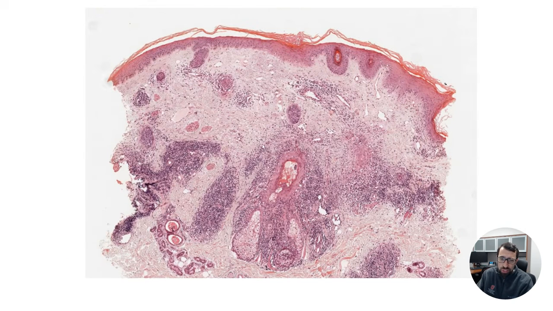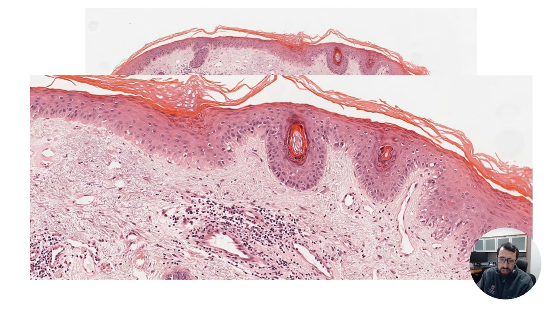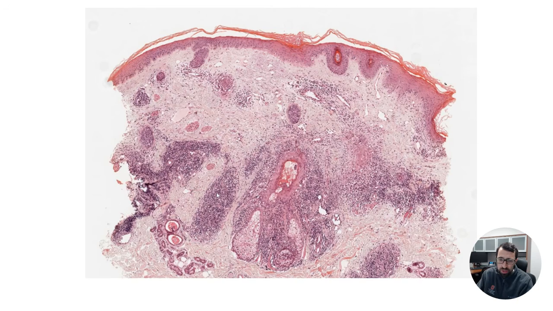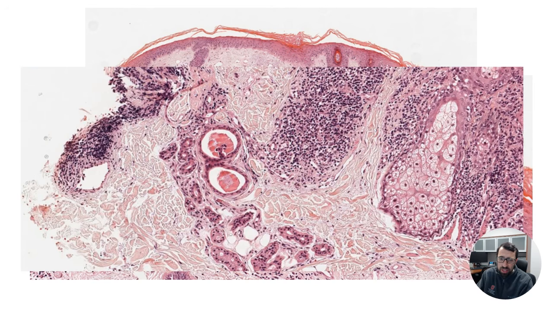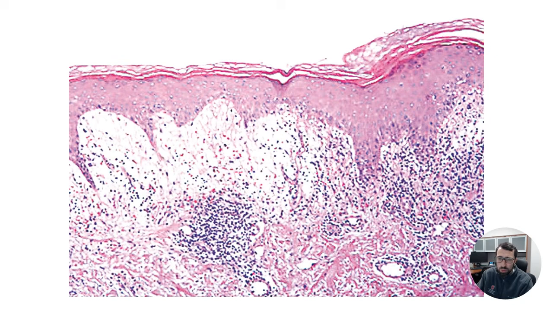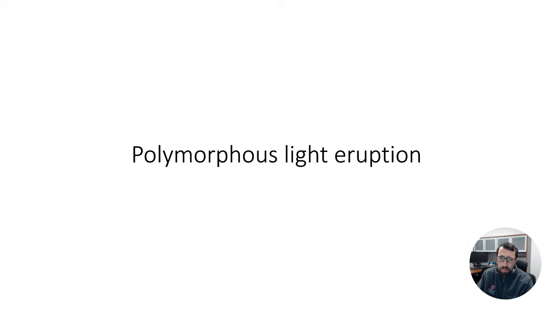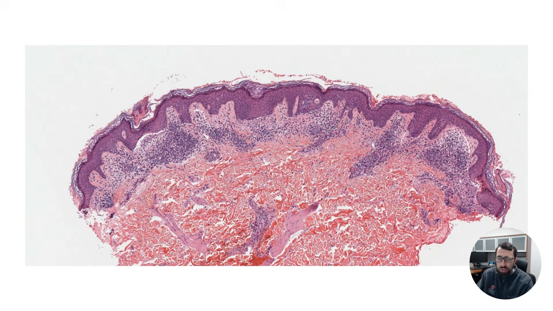This is superficial and deep perivascular lymphocytic infiltrate around the blood vessels, and then over here you see around the eccrine glands. And so this is pretty good for just regular old lupus. Here you see papillary dermal edema with lymphocytes. It's consistent with PMLE or pernio. And then I'm out of time for this video, so I hope you like this video, and we will come out with future ones moving forward.